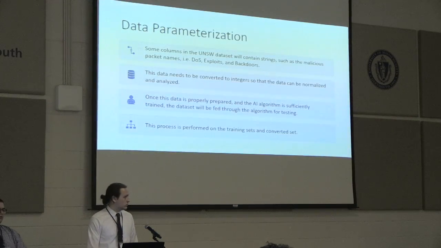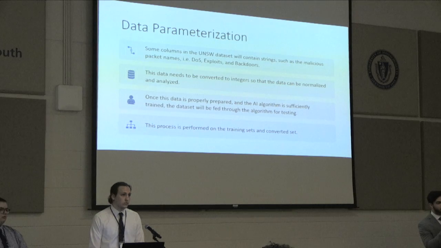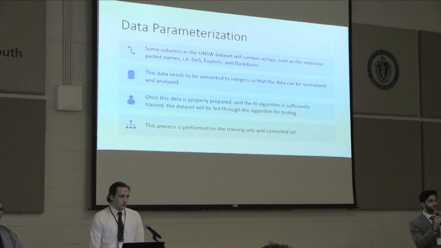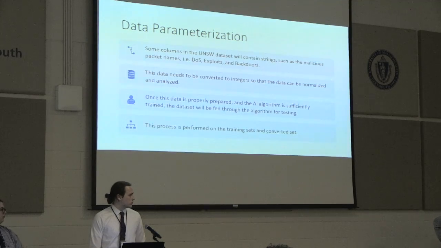Next, we have the data parameterization. As I said previously, in column 48, a lot of these malicious packets have different types of names. These names need to be converted into integers, so they can be processed through our machine learning algorithm. And that's what parameterization does. So for example, let's say we assign the clean packet or the blank cell to be a 0, exploits as a 1, and so on and so forth.